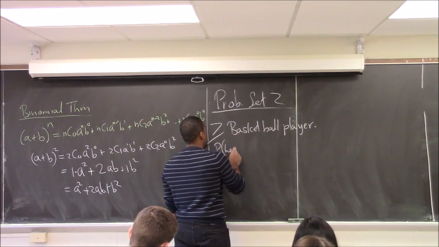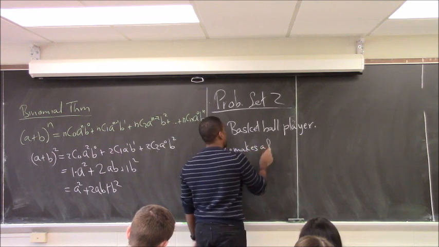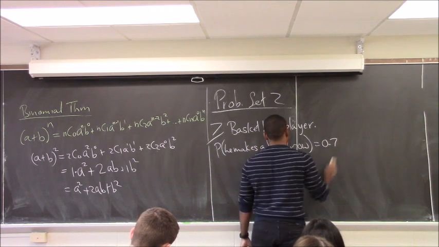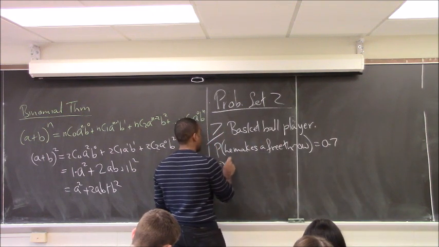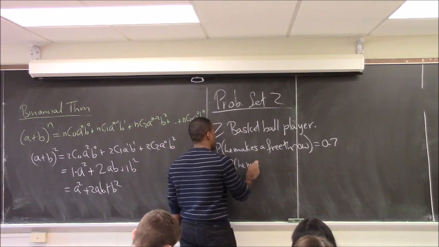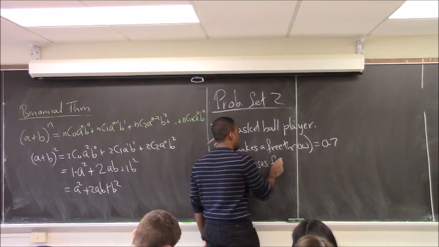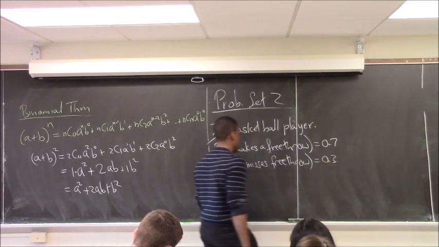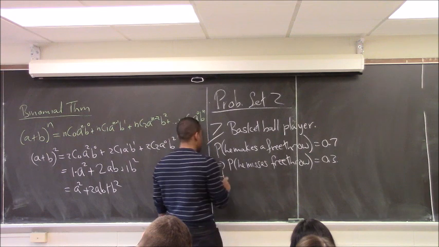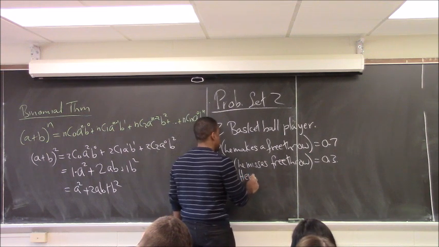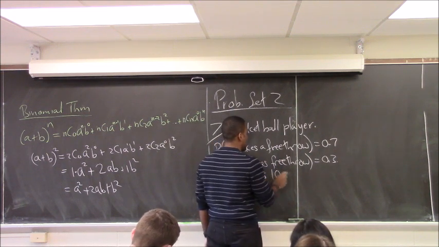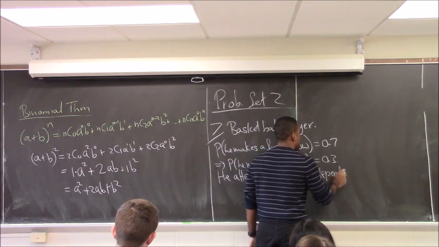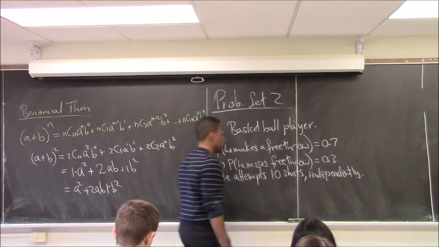The probability he makes a free throw is 70%, which by the way implies the probability he misses a free throw is 0.3. We know he attempts 10 shots, and we're assuming they're all independent, because that was mentioned in the problem.